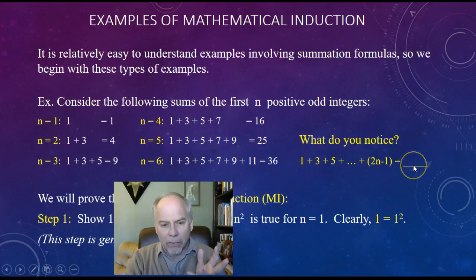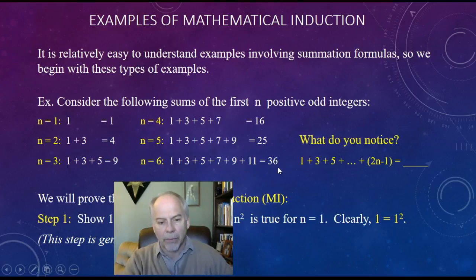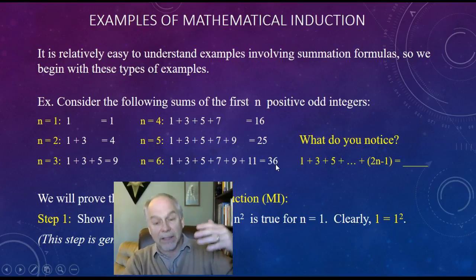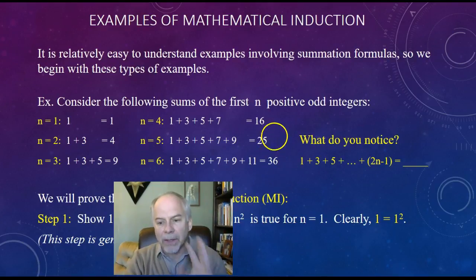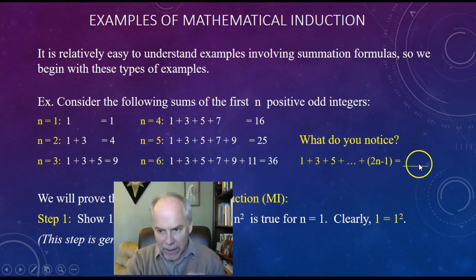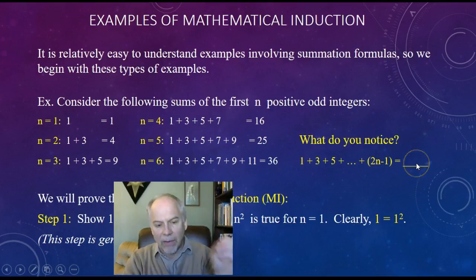I don't know about you, but I recognize that sequence of numbers, which would keep going, and the next one would be 49, and the next one after that would be 64, and then 81, and then 100. These are the perfect square numbers. So if I was to fill in the blank here, it would be n squared, the square of n.